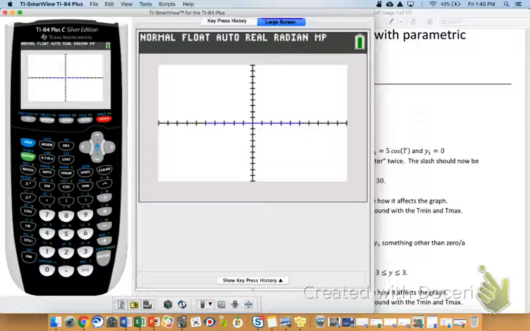Y is 0, right? So no matter where this object is, the y coordinate is 0. And if the y coordinate is 0, regardless of what's happening, isn't it going to be on the x-axis? So let's play around with this some more. You can do the same thing as me.